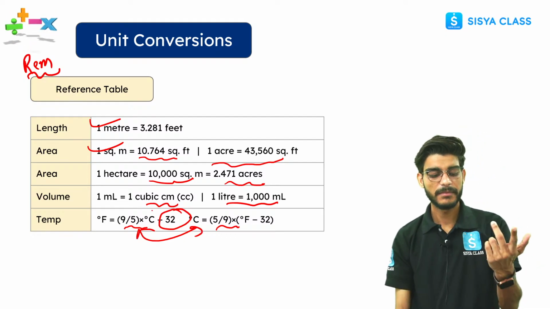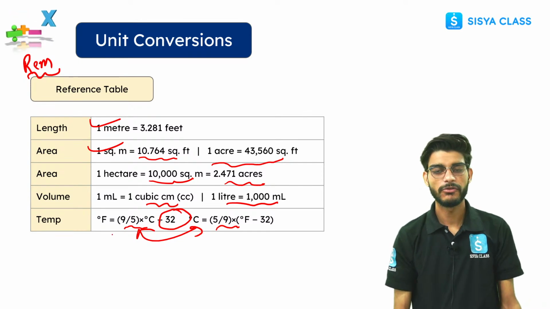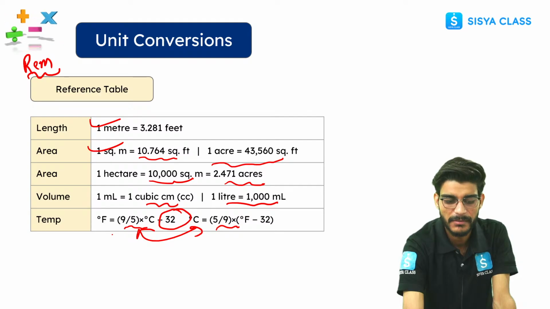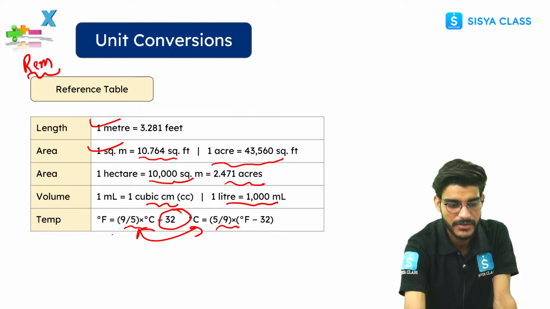You can remember just one. The second one you can automatically find, right? So this is the unit conversion. Simply you have to remember, there is no concept here. You will have to learn it by rote, sir.